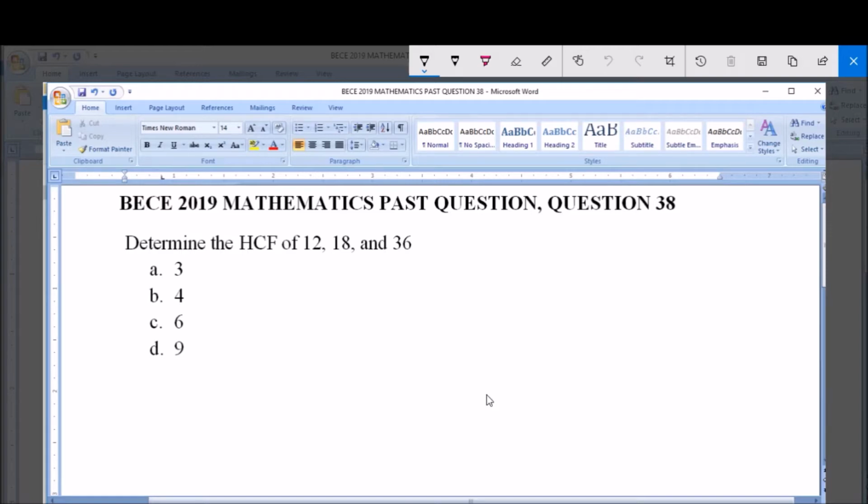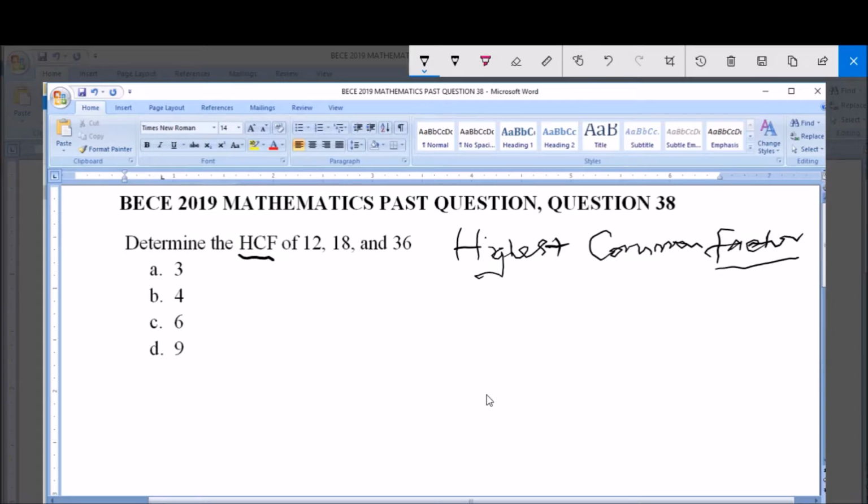So we have to find the HCF of the following numbers: 12, 18, and 36. Now, HCF here simply means what? The highest common factor. That's the full meaning of HCF.